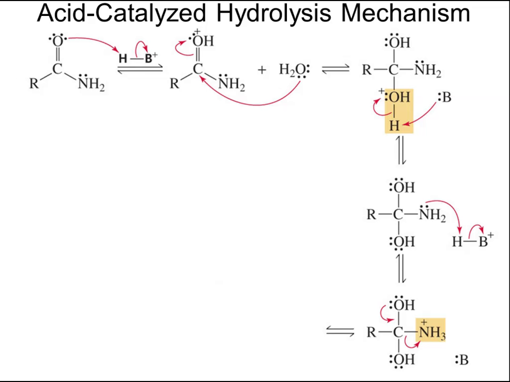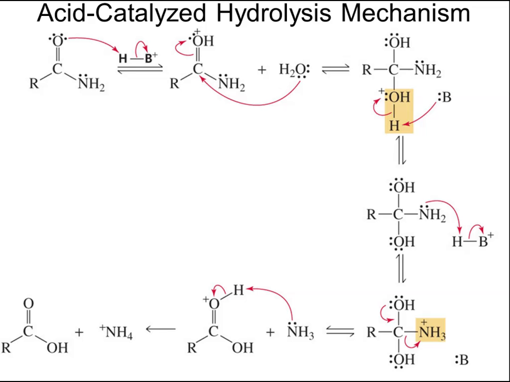We now have a much better leaving group. We can have the oxygen kick its electrons down to kick out our positively charged nitrogen. Our nitrogen is still going to be basic. It can even come back and take the hydrogen away from our carbonyl oxygen, giving us our protonated carboxylic acid and our protonated amine, preventing it from being a nucleophile.